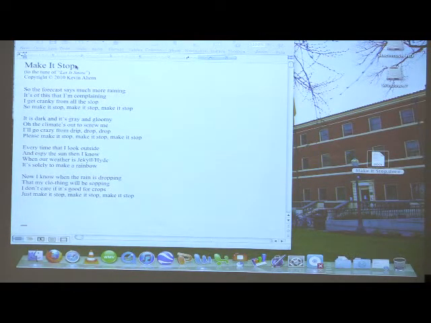Every time that I look outside and espy the sun, then I know when our weather is Jekyll Hyde. It's solely to make a rainbow. Well, now I know when the rain is dropping that my clothing will be sopping. I don't care if it's good for crops. Just make it stop, make it stop, make it stop.